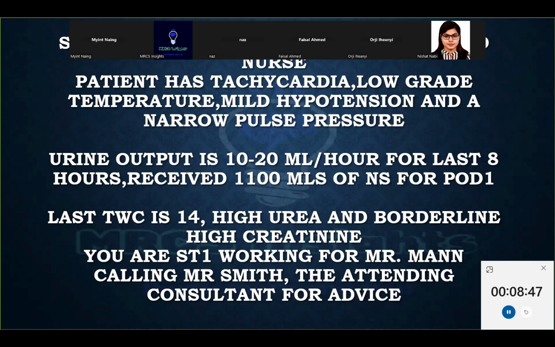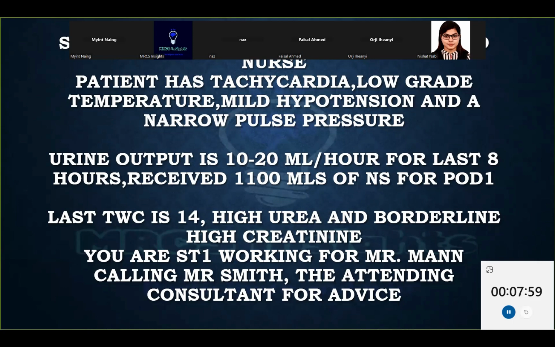Hello, I'm Dr. Naz. My candidate number is 94723. I'm ST1 working for Mr. Mann. I have been called to call Mr. Smith to ask him about a patient who went for a right hemicolectomy. The patient postoperatively is now oliguric, and there is some change in the vitals. So could I please check that I'm speaking to Mr. Smith?